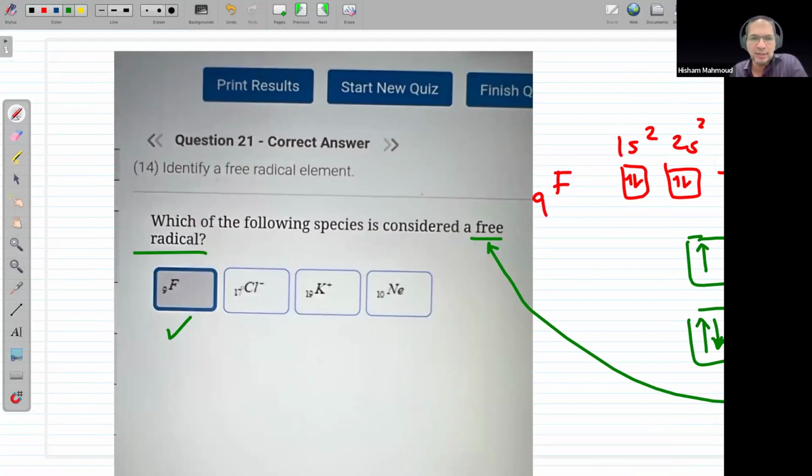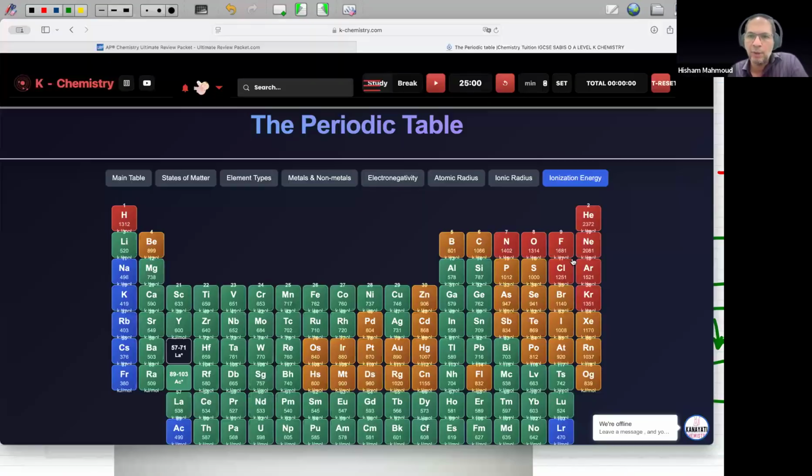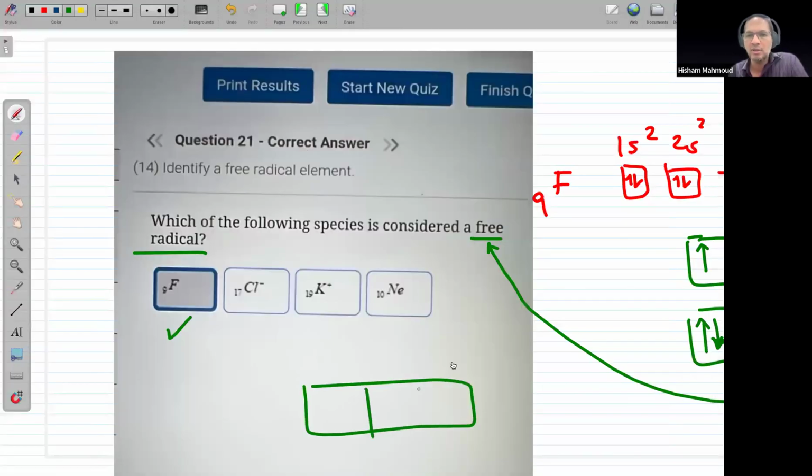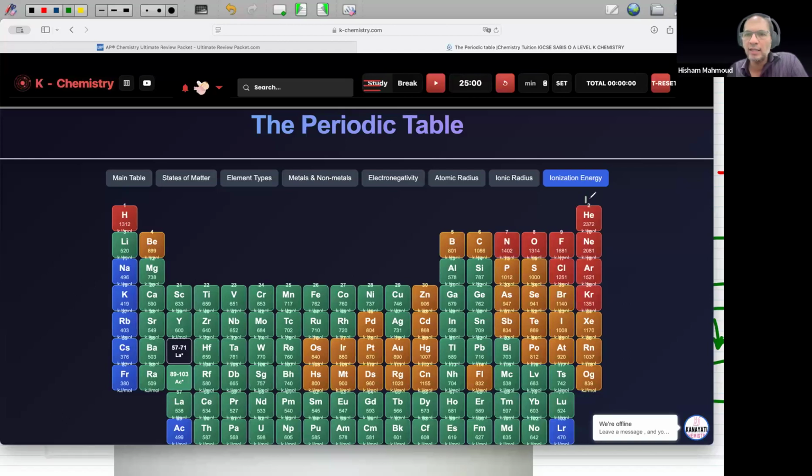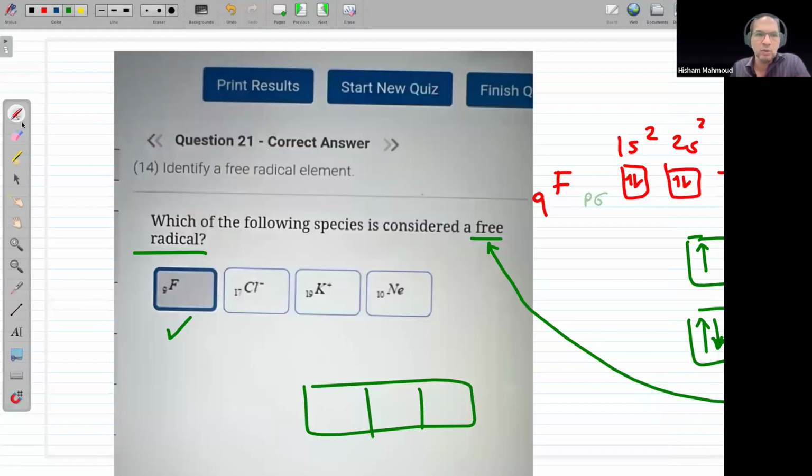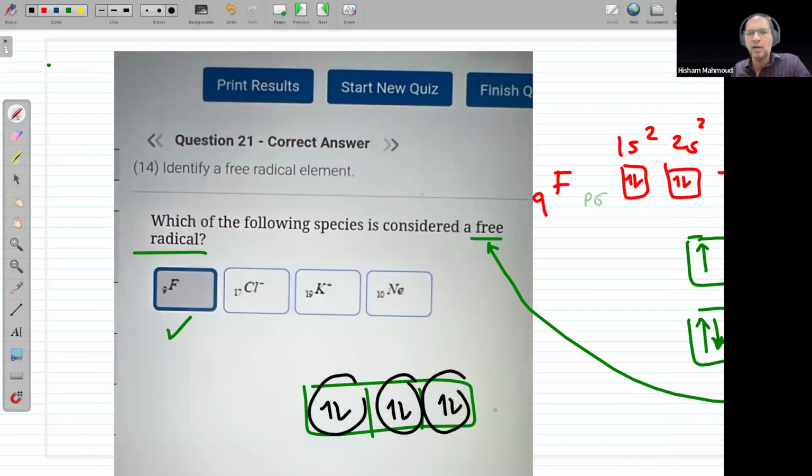The Cl minus gains an electron and becomes like the argon. Do you think the argon has a free electron? No, mister. Any noble gas ends with p6. And since it ends with p6, I'm sure that it will look like that. 1, 2, let me draw with this one. 6 means 1, 2, 3, 4, 5, 6. Is it unpaired or paired? They are all paired. Paired means that it's not a free radical.